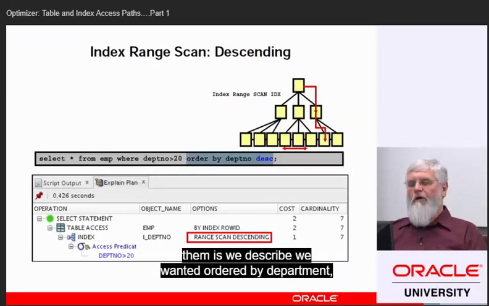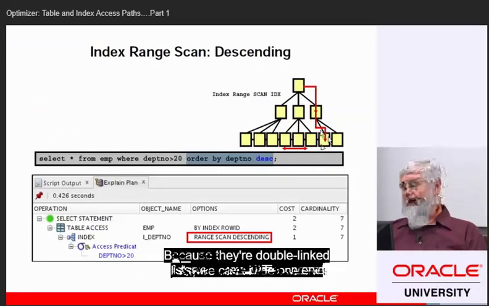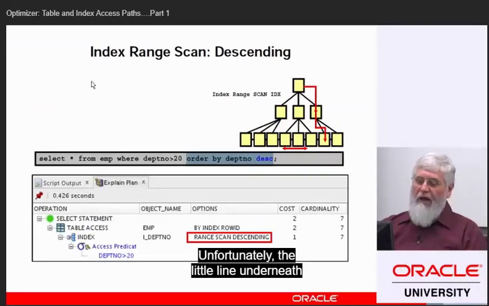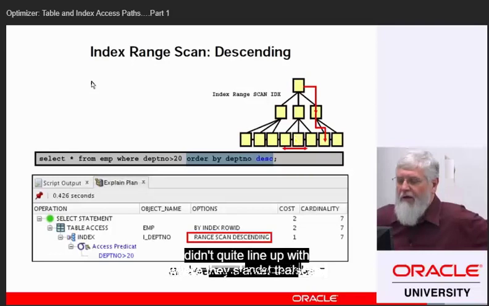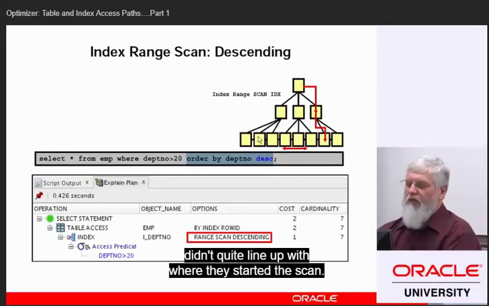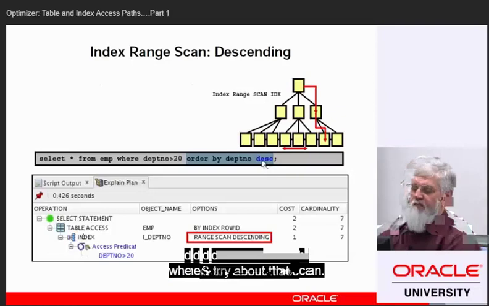Unfortunately, the little line underneath to indicate the range that we're looking at didn't quite line up with where they started the scan. Sorry about that. So if it's a non-descending index, it will just say range scan when we're accessing an index. If it's descending, it will add the descending keyword.